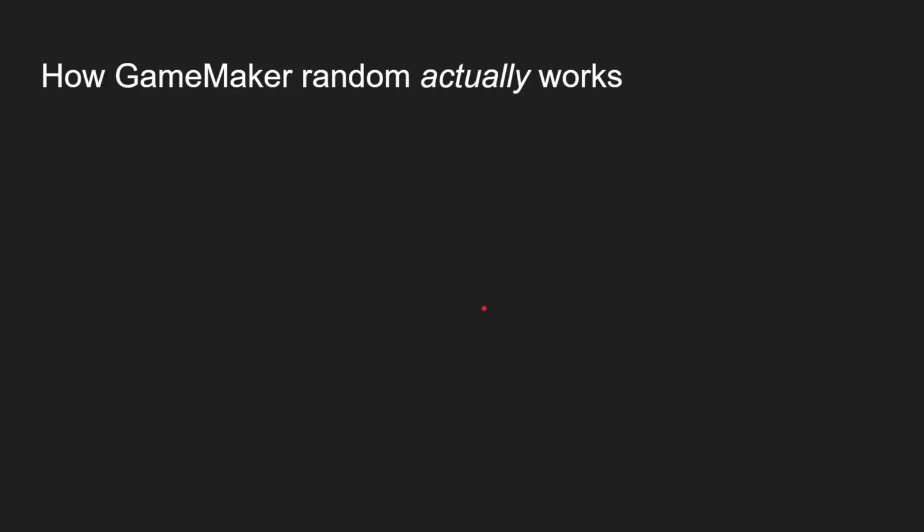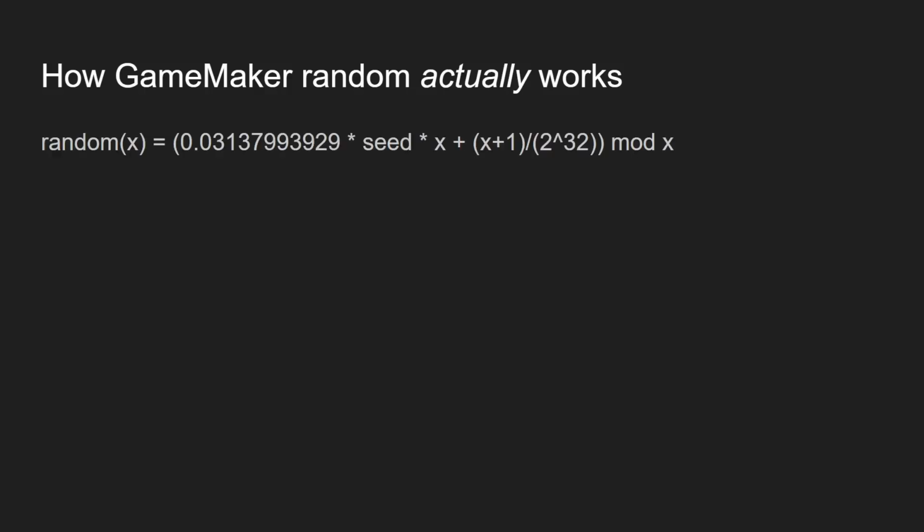So that's how GameMaker Random works on a basic level, but this is how it actually works. It uses this formula. So you use random x, it'll return this number times the seed, which I'll explain in a minute, but for right now, that's just some number between -2 billion and +2 billion. It'll multiply by the number you asked for, and then it'll add this number, x plus 1 divided by 2 to the 32. And then it'll be mod x, which will divide by x and then gives you the remainder, which basically turns it into a number between 0 and x.